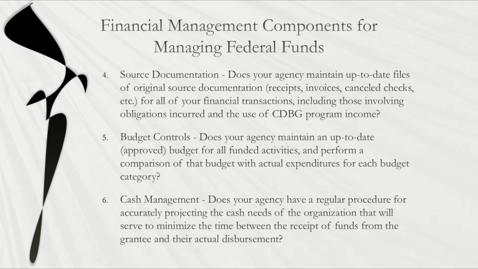Next section. Continuing on, 4, source documentation. Does your agency maintain up-to-date files of original source documentation, including receipts, invoices, canceled checks, etc., for all of your financial transactions, including or involving obligations incurred in the use of the CDBG program income? 5, budget controls. Does your agency maintain up-to-date approved budget for all funded activities and perform comparison of that budget with the actual expenditures for each budgetary category? 6, cash management. Does your agency have a regular procedure for accurately projecting the cash needs of the organization that will serve to minimize the time between the receipt of funds from the grantee and their actual disbursement?